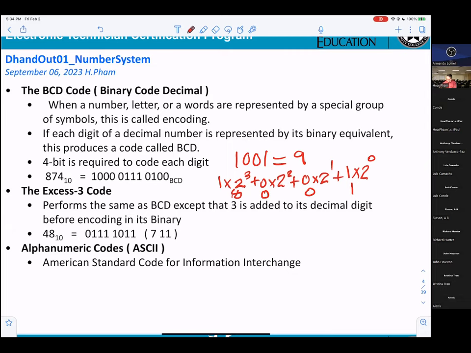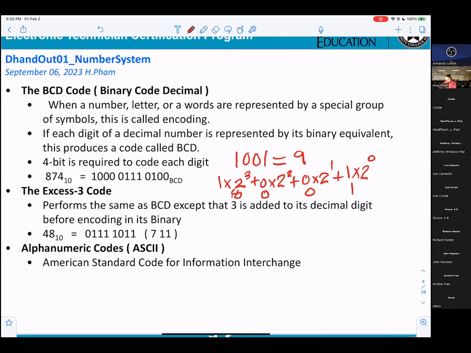Next one, XS3 code performs the same as BCD, except that 3 is added to its decimal digit before encoding in the binary. Okay. So you get a 48 base 10, okay, and converting into XS3 code, you can get 0111 1011. Okay. Later, when we need it, we will let you know how to add them.